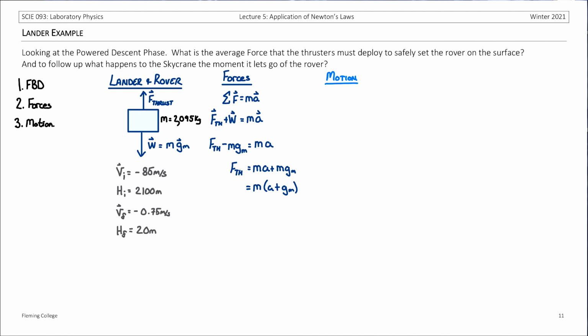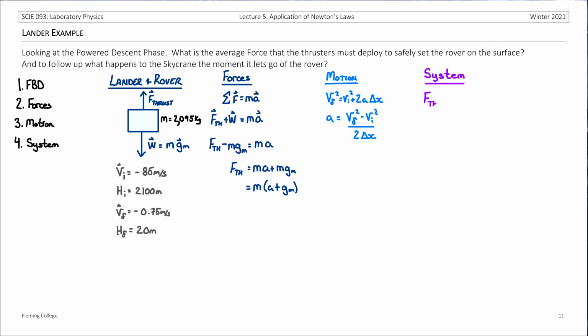So we know an initial velocity, a final velocity, we have two heights which will give us a displacement, and we're looking for acceleration. Whenever we are considering change in velocity without understanding of time, we can use our velocity final squared is equal to velocity initial squared plus 2 multiplied by acceleration multiplied by displacement. We'll rearrange that for our acceleration. And with that, we're done setting up our motion equation. And we can move on to the system phase.